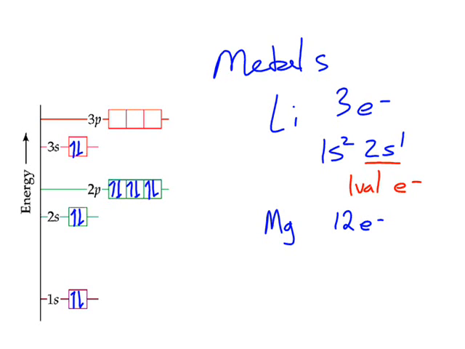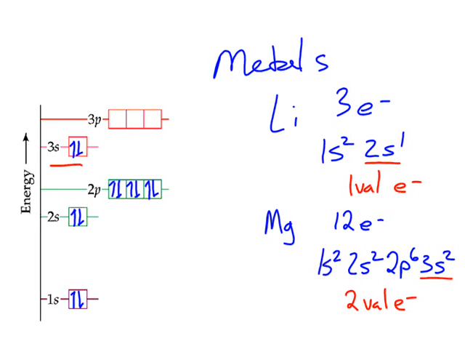So we would write down the electron configuration for magnesium as 1s2, 2s2, 2p6, and 3s2. Here, the outermost shell, the highest principal quantum number, is that 3rd shell. So here we would say magnesium then has 2 valence electrons.